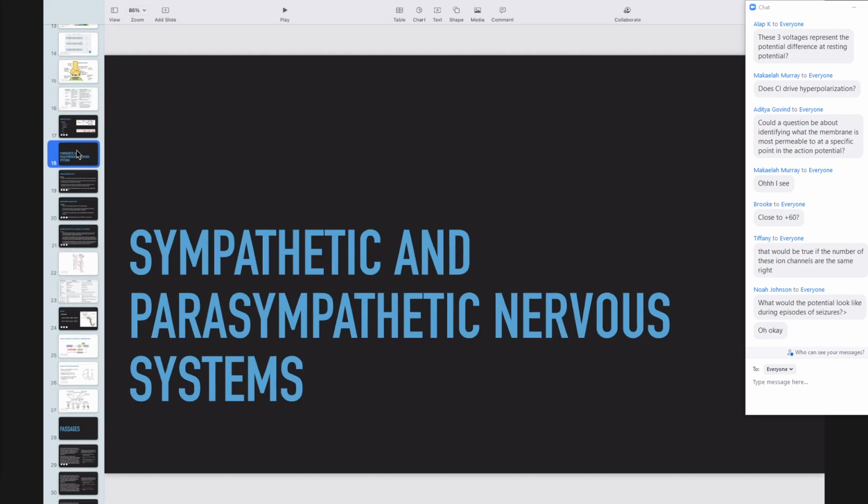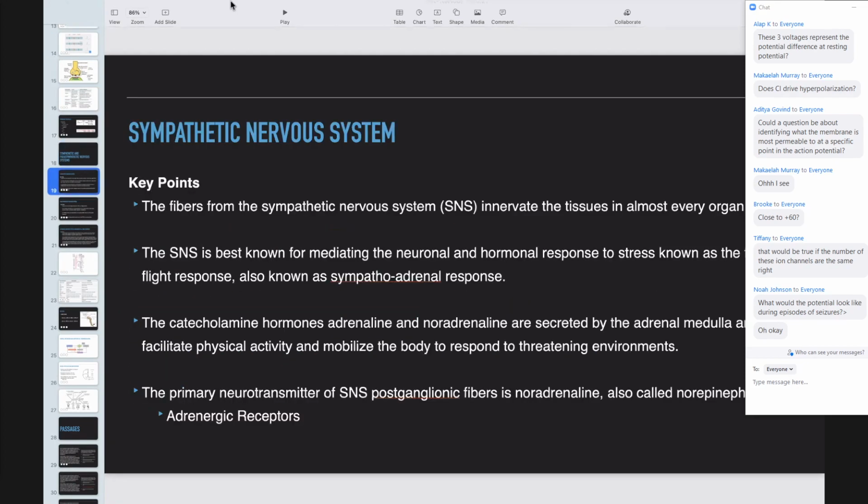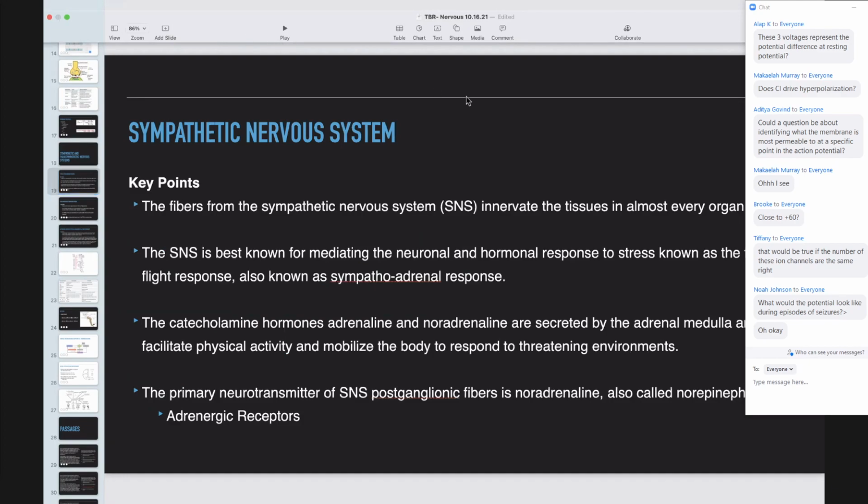Let's zoom out here. Let's step away from the chemical properties, the electrical potentials, and let's actually apply it. So in the peripheral nervous system and the autonomic nervous system, we have the sympathetic and parasympathetic nervous systems. Let's start with the sympathetic nervous system.